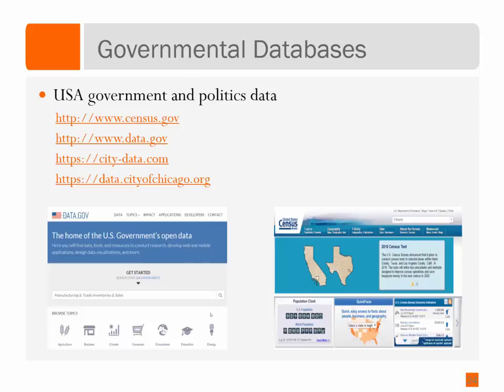And some other governmental databases: data.gov, citydata.com, where you find lots of different data from cities. DataCityofChicago.org has a very extensive data set out there. Both Chicago, San Francisco, Seattle, quite a few other cities publish quite a bit of their data online.